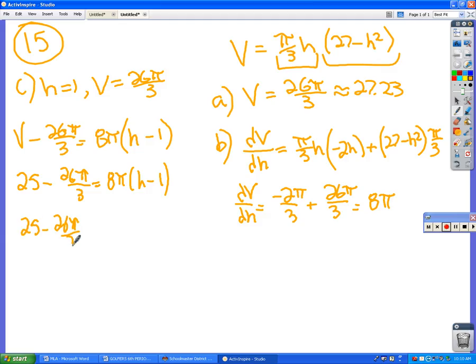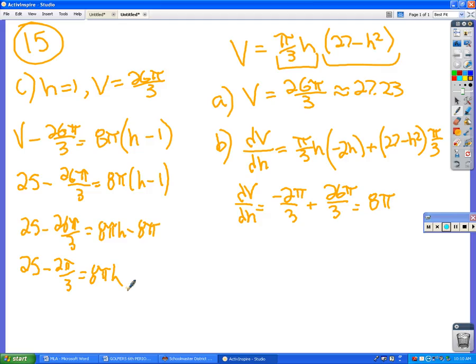Okay. So 8 pi h minus 8 pi. I'm going to solve that for h. So I have to add 8 pi to both sides, and we figured out that 8 pi is really 24 pi over 3, right? So negative 26 pi over 3 plus 24 pi over 3 is going to be negative 2 pi over 3 equals 8 pi h. Right? All right. Does that work?